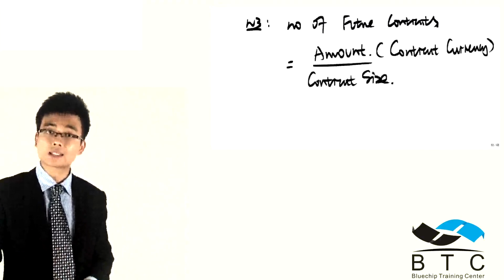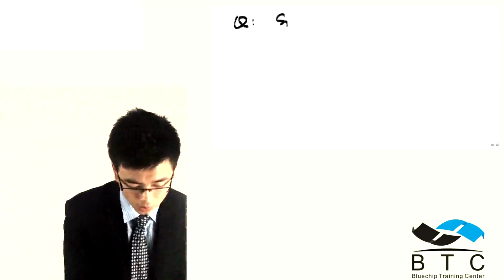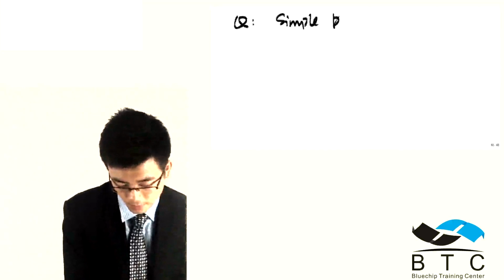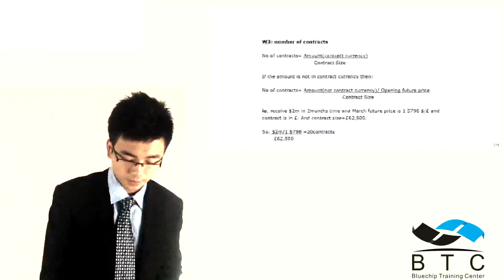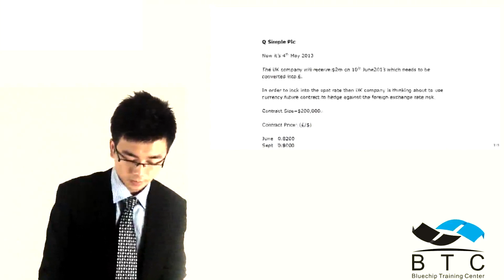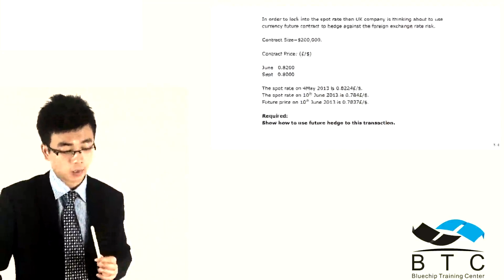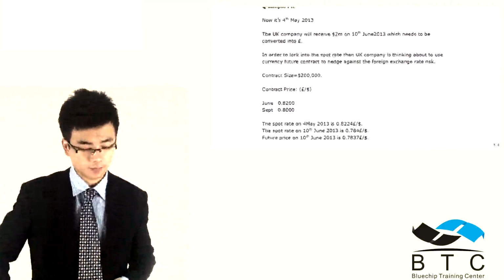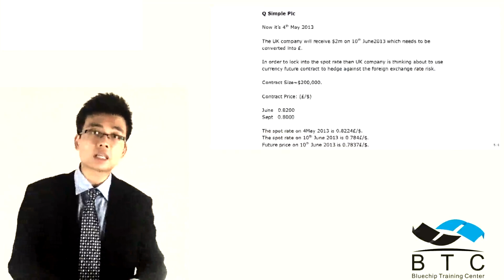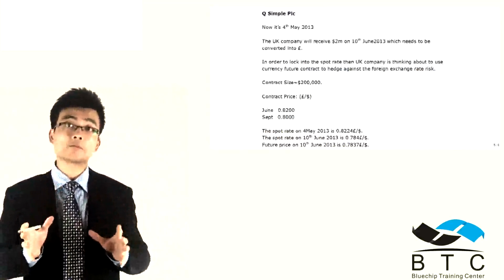So we are going to have a look at an example just to see how this will fit together. We're going to look at the example called simple PLC in your study notes. Okay, so this question is called simple PLC and requires us to show how to use the future hedge for this transaction. So if you can see in your example, of course, the first step you're going to do is to plot in my pro forma here.